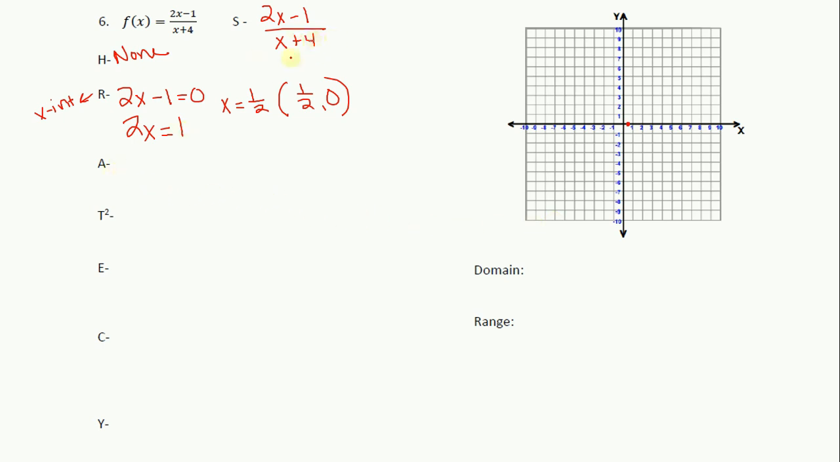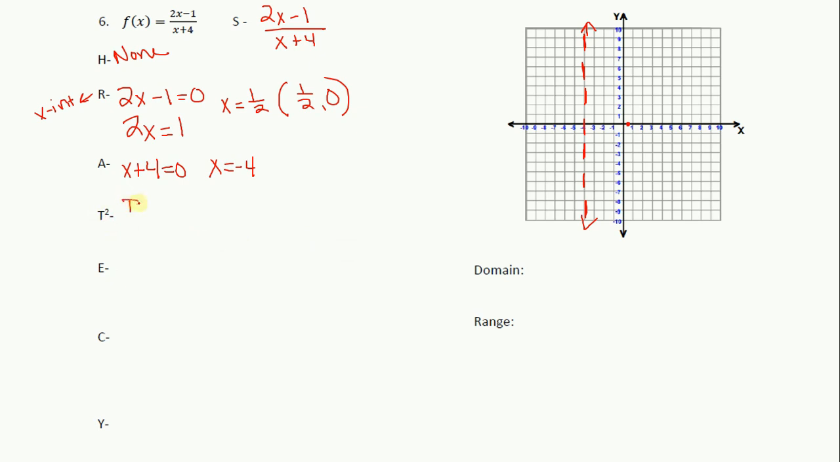Asymptotes are the denominator equal to 0. So I'm going to set x plus 4 equal to 0. So I know x is negative 4. Graph that here. It's a line at negative 4 that goes up and down. There we go.